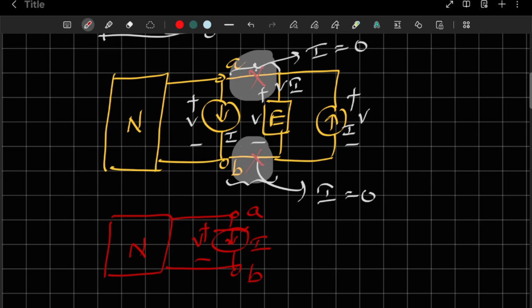So what have we done? We started with the network and, in between A and B, element E was available. Now we end with the current source in between A and B, and the same amount of current and the same amount of voltage is available as in the original circuit. Simply, the element E has been substituted by the current source I. That's why it is the substitution theorem. Thank you.